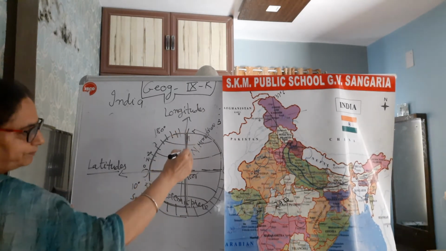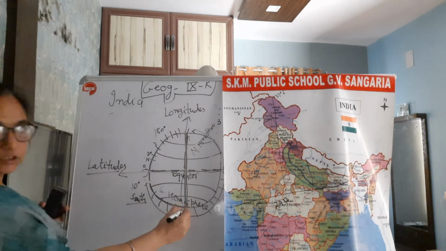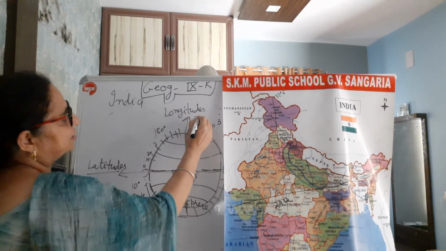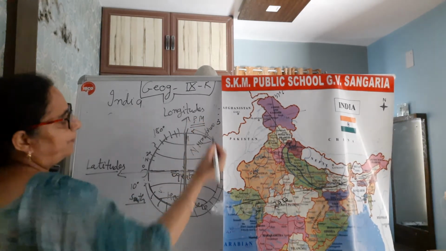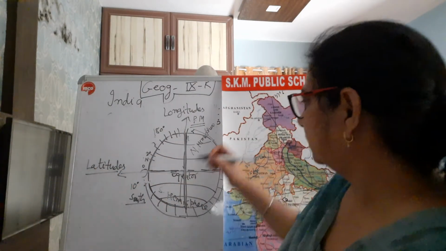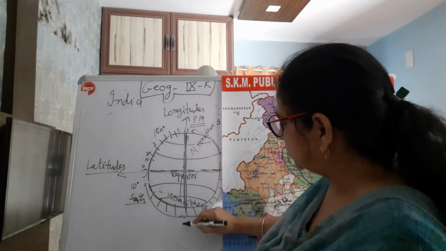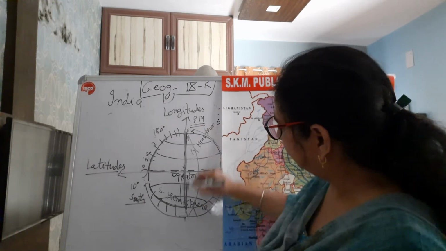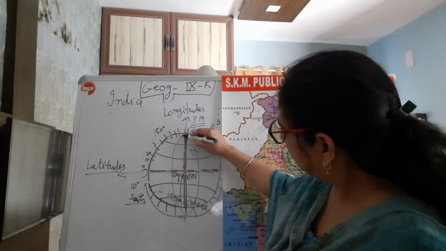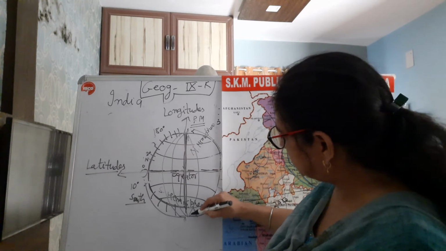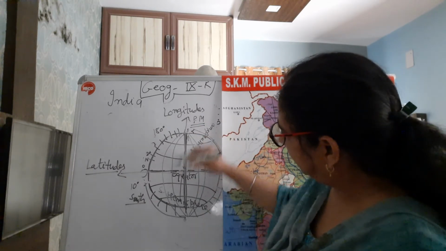This is the centralmost longitude. It is known as the prime meridian. It is also 0 degree, and some other lines are drawn on it in this way. These are longitudinal lines.